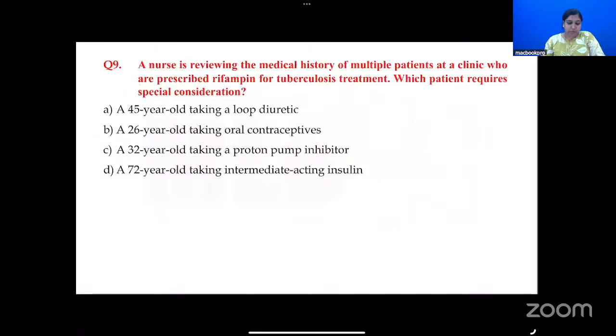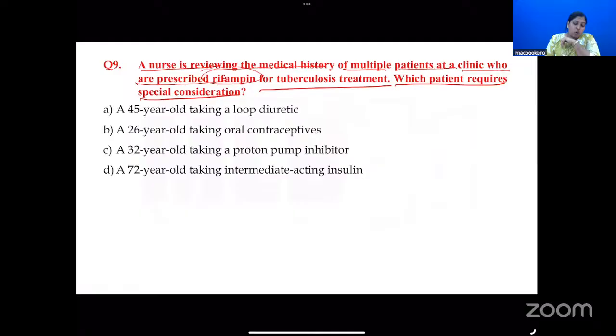So the next question. A nurse is reviewing the medical history of multiple patients at a clinic who are prescribed rifampin for tuberculosis treatment. What patient requires special consideration? Again, this is a very, very important question. So I'm expecting these kinds of interaction-based questions. Now tell me, what is the answer? What is the interaction of rifampicin with the given scenarios?